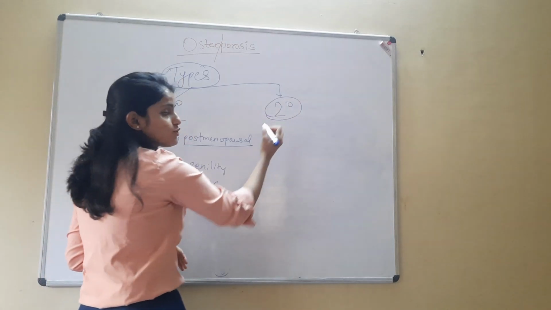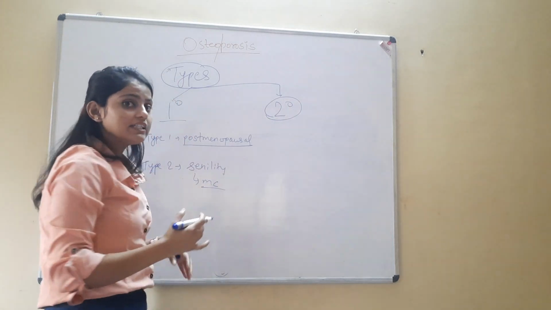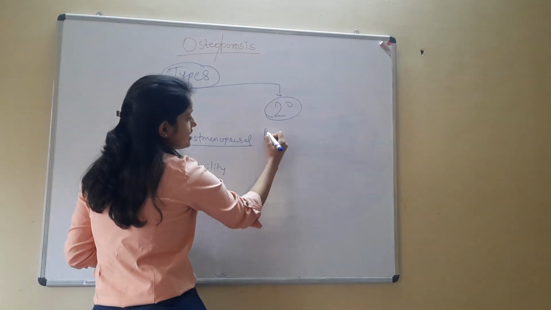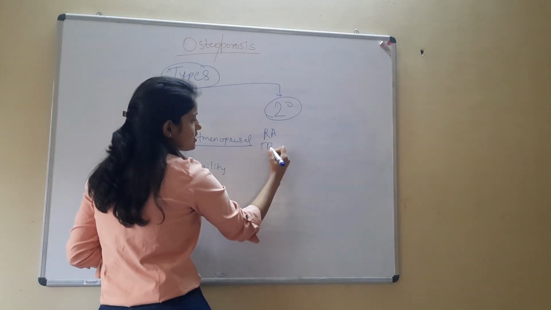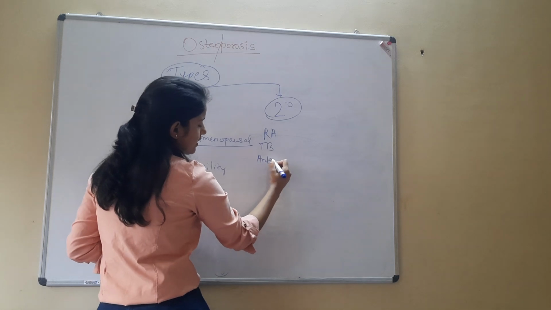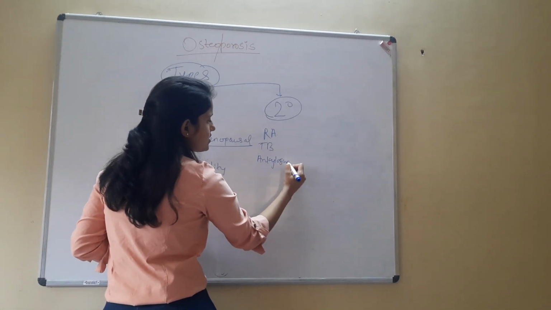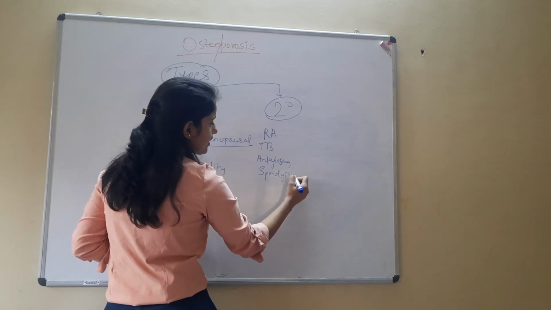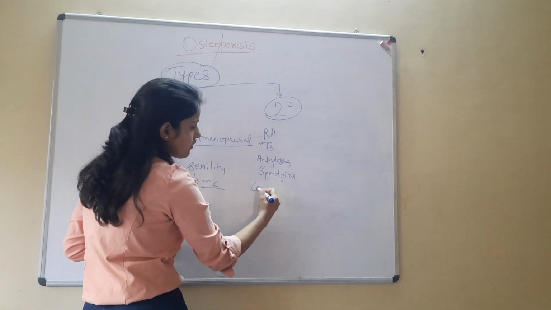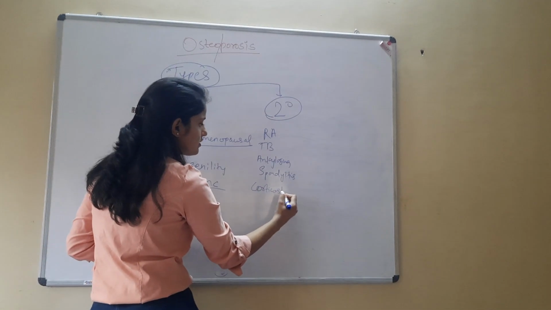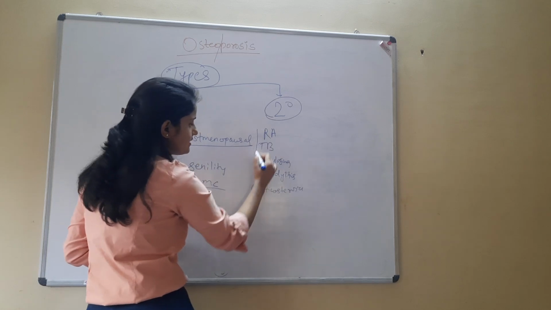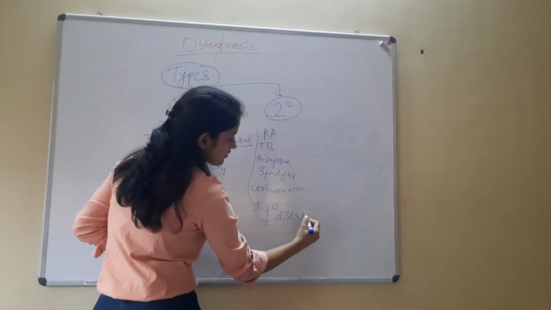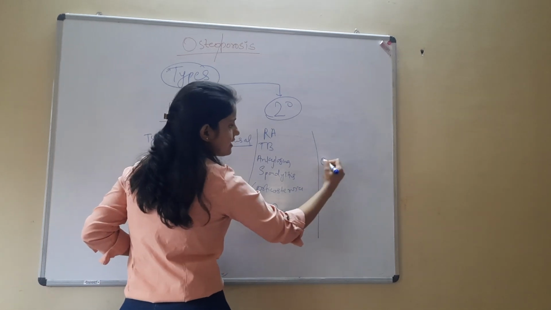It is called secondary osteoporosis when there is another disease associated or due to the effect of other drugs. Diseases like rheumatoid arthritis, tuberculosis, ankylosing spondylitis, and drugs like corticosteroids for a long duration. Then these diseases are the primary disease, and osteoporosis is the secondary disease.